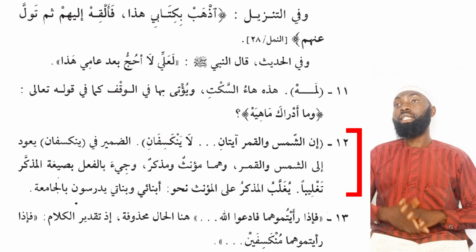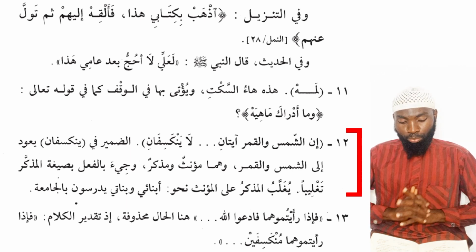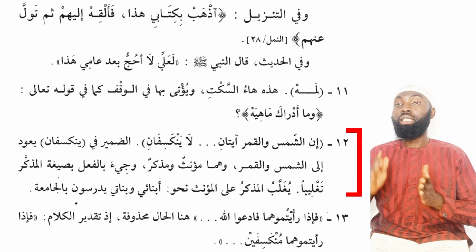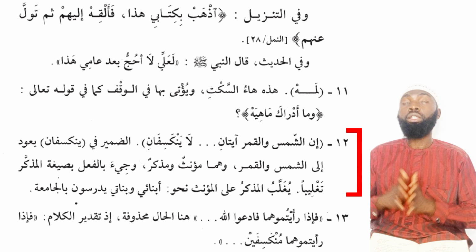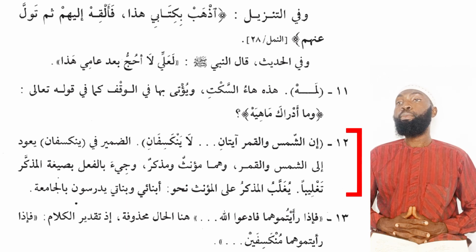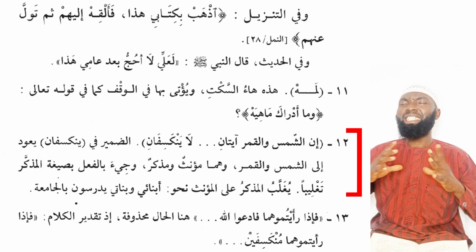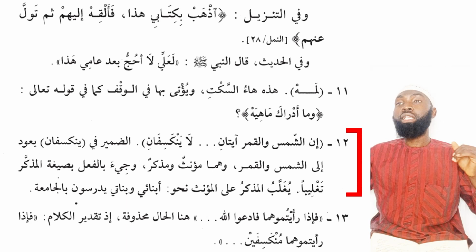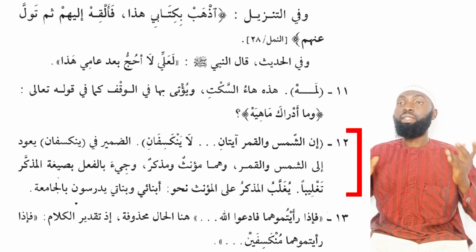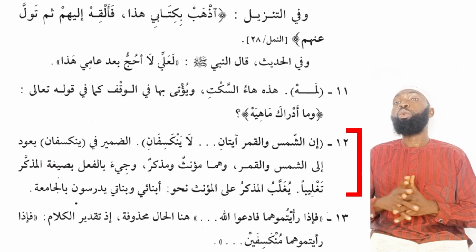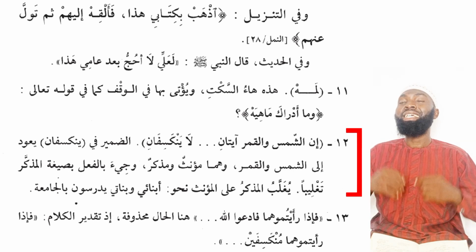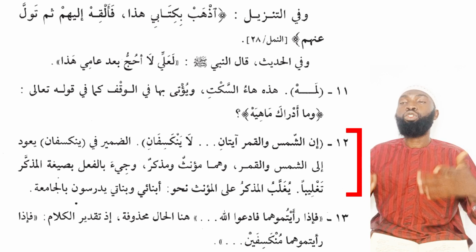And we know that the sun is a mu'annath word, which is feminine, while the moon is a mudhakkar word, and what is it called? Masculine. وَجِيءَ بِالْفِعْلِ بِصِيغَةِ الْمُذَكَّرِ تَغْلِيبًا. But why did the Prophet use yankasifani when the sun and the moon are opposite genders? This is because whenever the males and the females come together in a sentence, the masculine word is used taghliban, as overcoming, to overpower it.